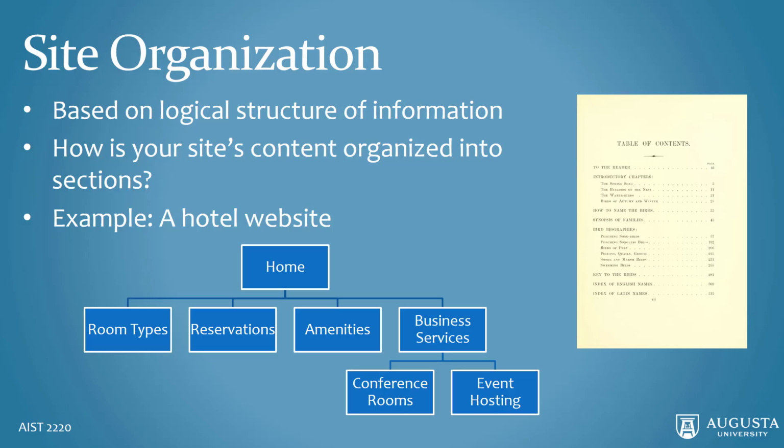Under certain categories, like business services, we might have subcategories such as conference rooms and event hosting. By structuring the site this way, we help users navigate smoothly and find the information they need without confusion. Good site organization ensures an intuitive user experience, making content easily accessible and logically grouped.